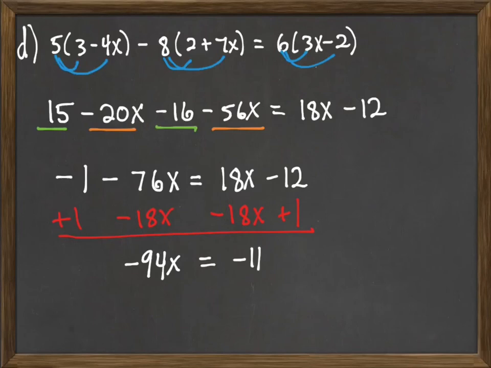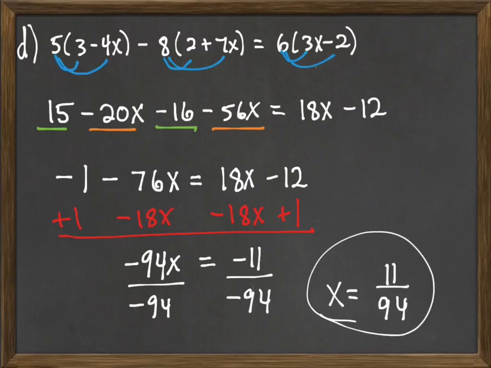And then we just need to finish the problem off by doing our last step, which is the multiplication step. Divide both sides by negative 94, and then we just have to simplify the fraction, negative 11 over 94. Negative signs will cancel out, and that's actually all we can do. There's nothing we can take out of both 11 and out of 94. And so our final answer here is this not so nice looking fraction, x equals 11 over 94.